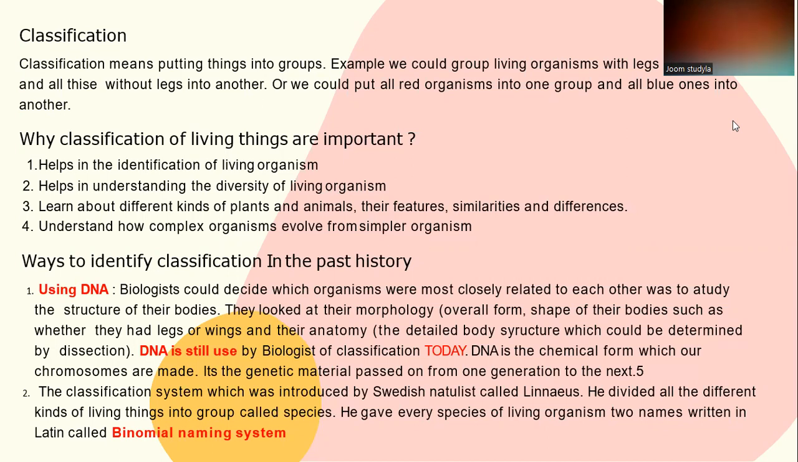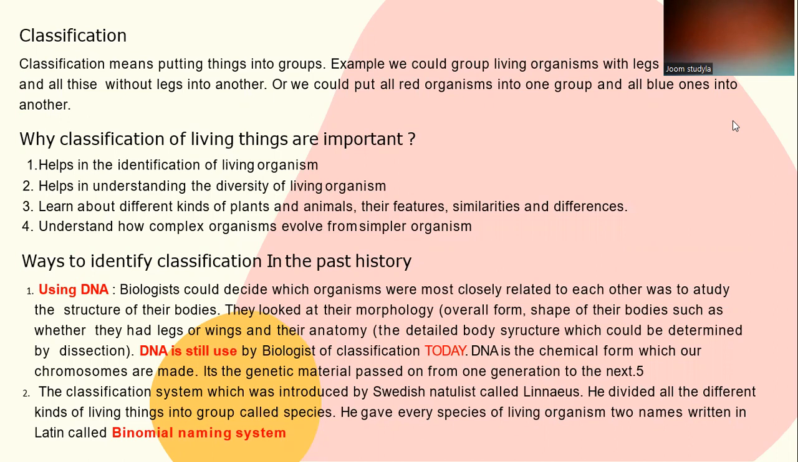Ways to identify classification in the past history. If you go through the history, in the past, the only way the biologists could decide which organisms were most closely related to each other was to study the structure of their bodies. So they looked carefully at their morphology, meaning the overall form, the shape of their bodies, such as whether they had legs or wings, and their anatomy, the details of body structure, which could be determined by dissection.